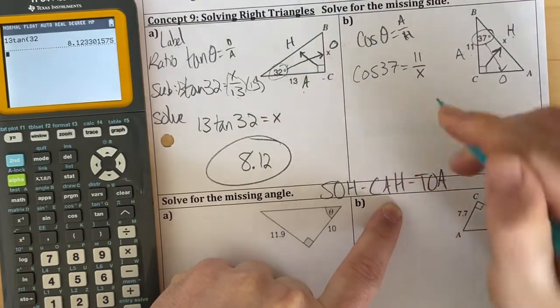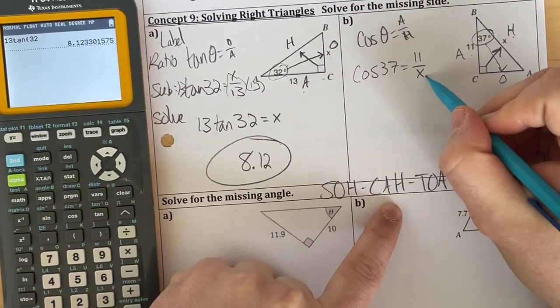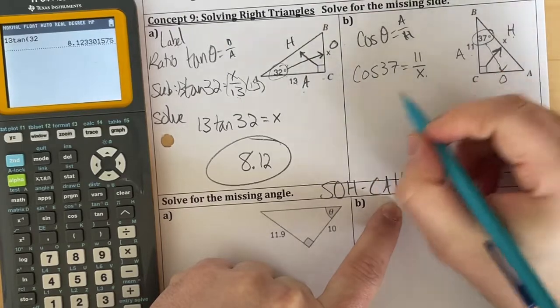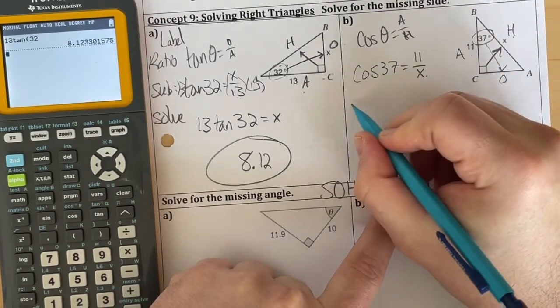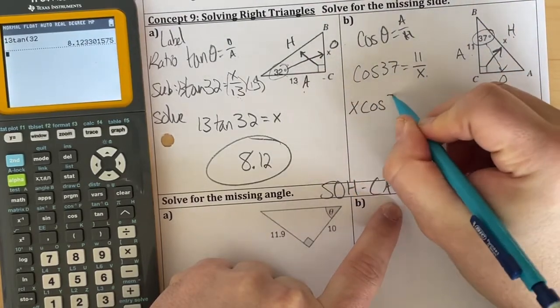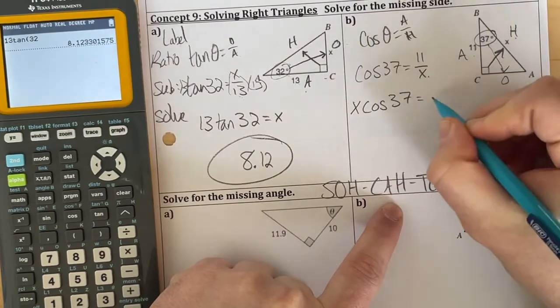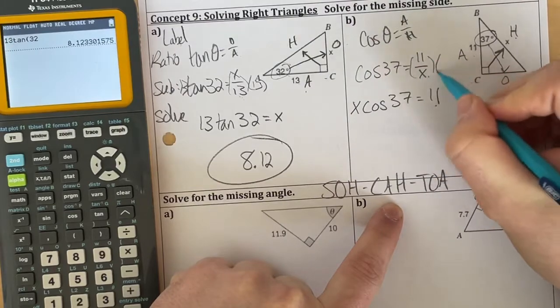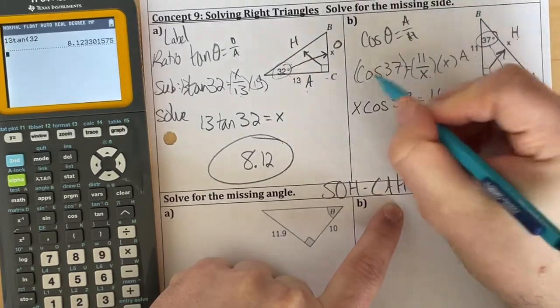Now, since my variable is in the denominator, I'm going to have two steps. Very simple still. Multiply both sides by x. So I have x times cosine of 37 is equal to 11. Again, we have 11 on the right side because we multiplied both sides by x.